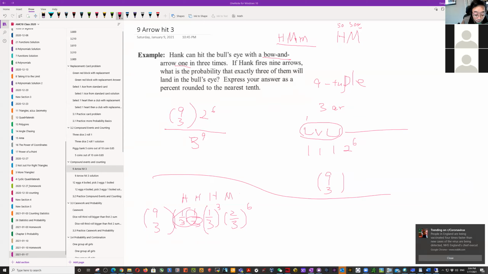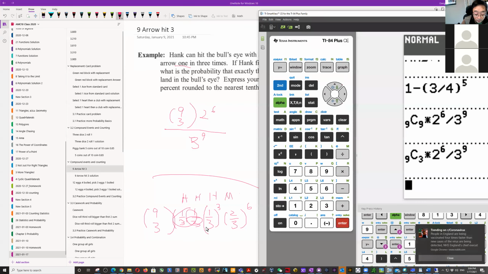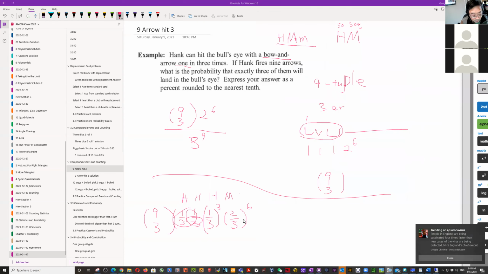So it's going to be 9 choose 3. Yeah, 9 choose 3, because it's going to come up with the same fraction, because 9 choose 3 is still the same. And here, if I'm trying to simplify it, if I combine the like index, the denominator is going to be 3 to the 9th, and the numerator is going to be 2 to the 6th. So basically, it's going to come up with the same result. So that's the arrow hit.